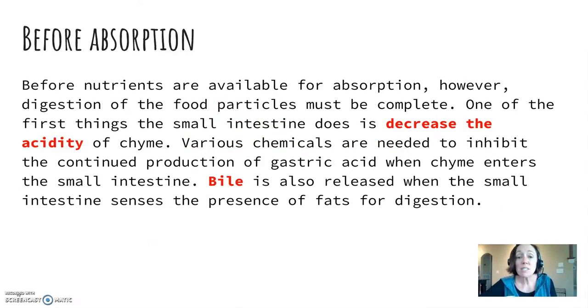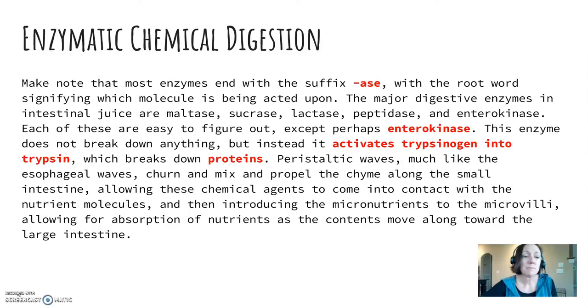But before those nutrients can be absorbed, we've got to digest these food particles all the way down to their smallest form. So one of the first things the small intestine does is decrease the acidity of the chyme. So there's some chemicals involved that have to stop the production of gastric acid as soon as chyme enters the small intestine. Also, if fat is present in your meal, bile will be released from the gallbladder when the small intestine senses the presence of fat ready for digestion. So without the presence of fat, no need for bile.